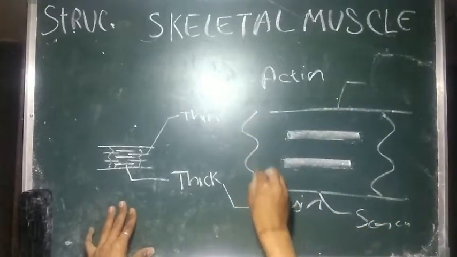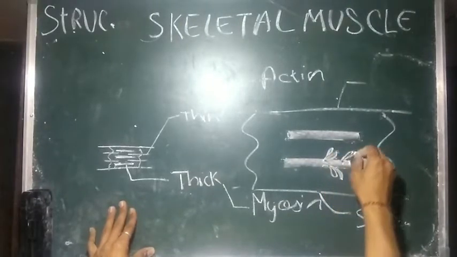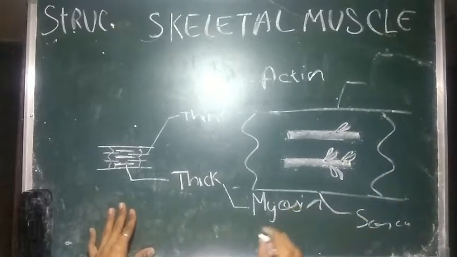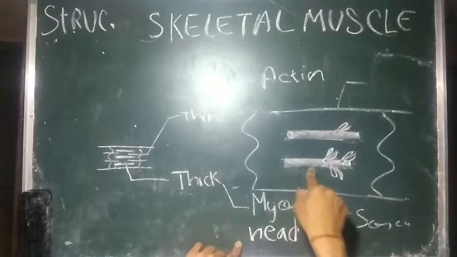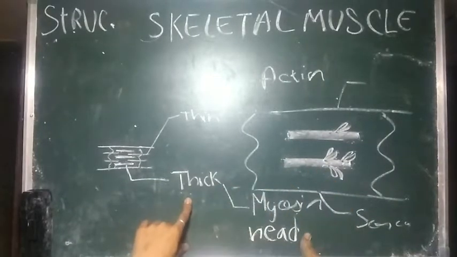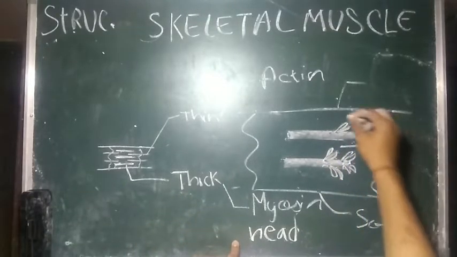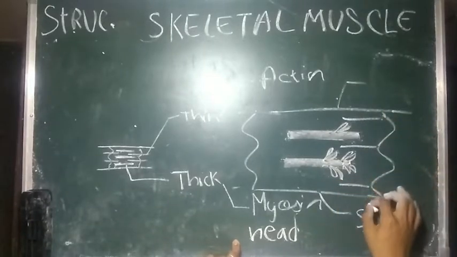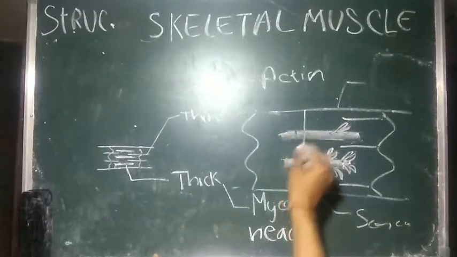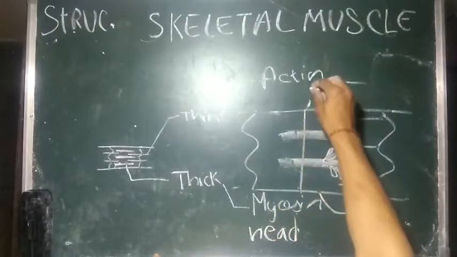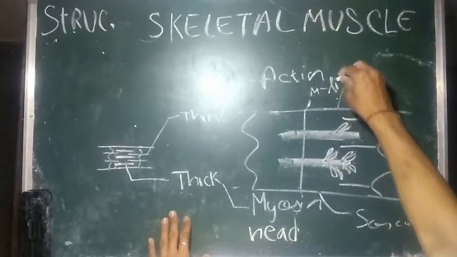These lay down in the center, and they have head-like projections. These are the myosin heads. So myosin heads are at the center. These are the thick filaments. Therefore, thick filaments are made up of myosin, having myosin heads. And the actin filament or the thin filament is attached to the Z lines. Now, there is also an M line at the center of the thick filaments that helps hold all these thick filaments together inside the muscle. This line is known as the M line.